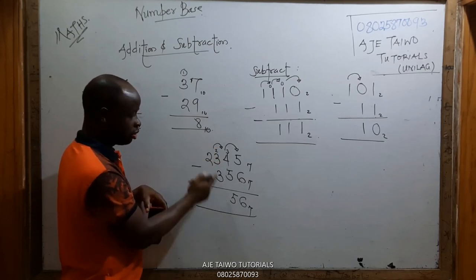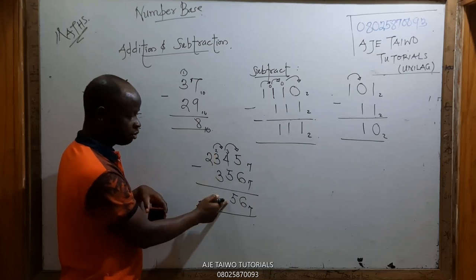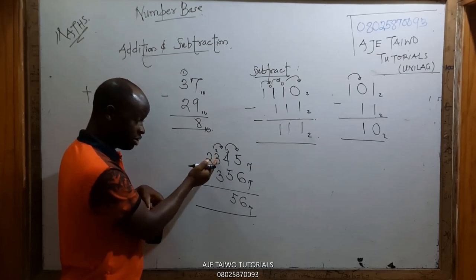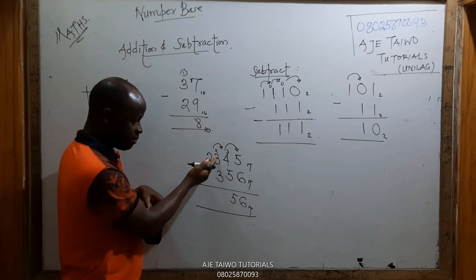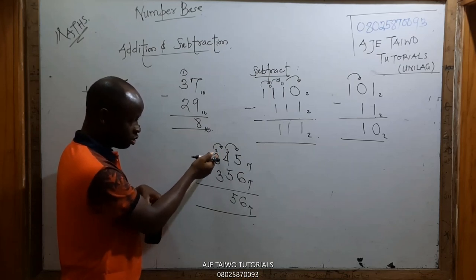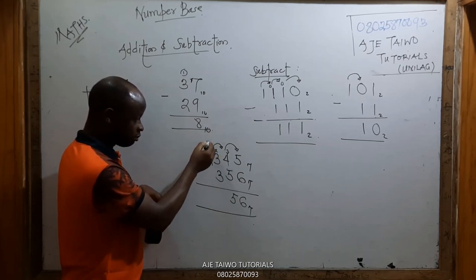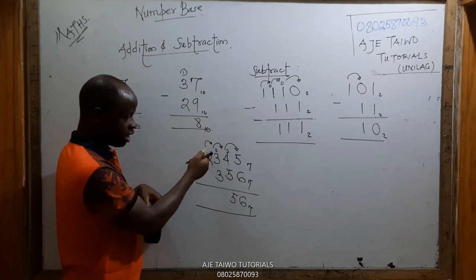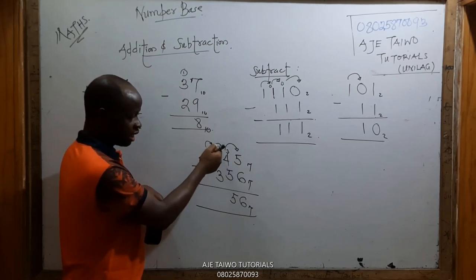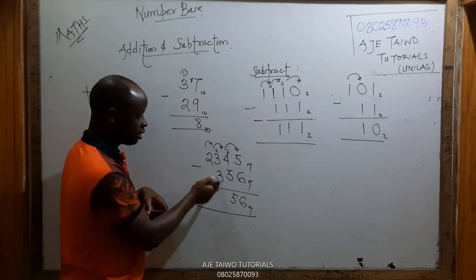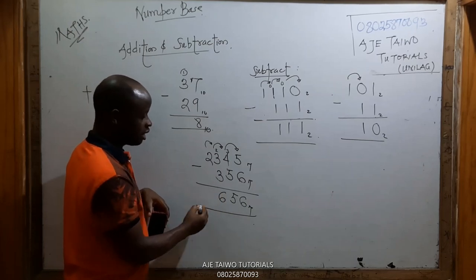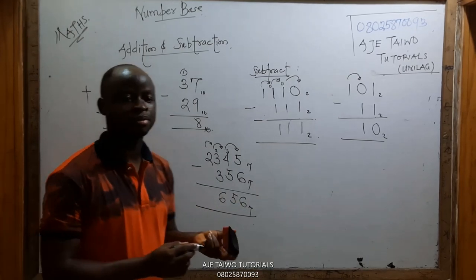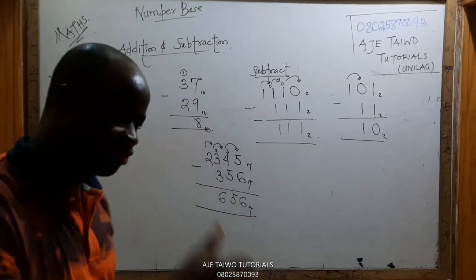So you want to say 2 minus 3. It's not possible. So you borrow 1 from here. You know here means 2. So you borrow 1 from here to here again. When you borrow 1 here, here becomes 9. So 9 minus 3 is what? 6. That's 6, 5, 6 in base 7. Just go through it over and over.